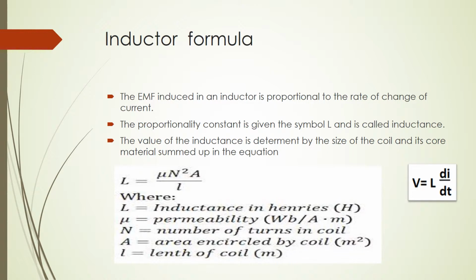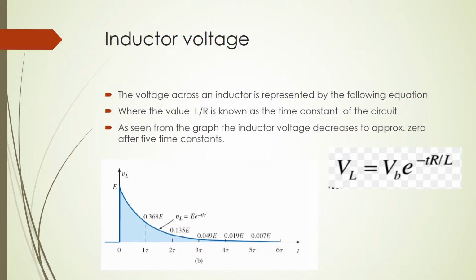So now I'm going to talk about the formula of an inductor. The EMF induced in an inductor is proportional to the rate of change of current. The proportionality constant is given the symbol L and is called inductance. The value of the inductance is determined by the size of the coil and its core material, summed up in the equation.